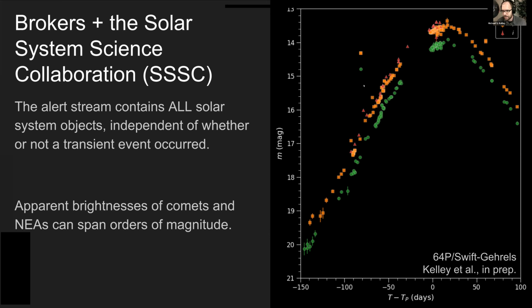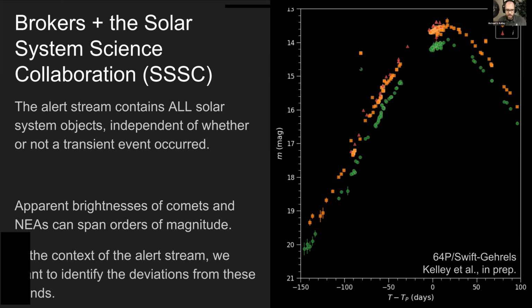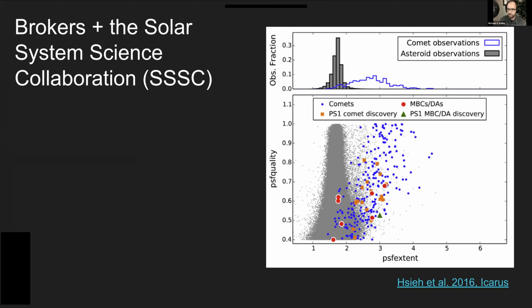And these two data points here at about minus 80 days is a signature of one particular event. So in the context of the alert stream, we've got to find those deviations. And that's where brokers can really help out. And the other sense is it provides us with a platform on which we can do immediate tests for that weak activity, for extendedness around the object.